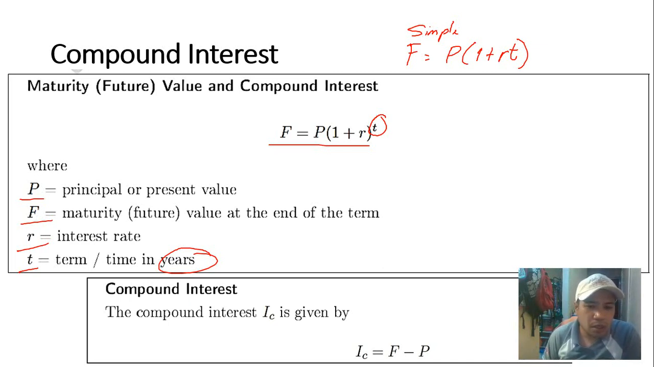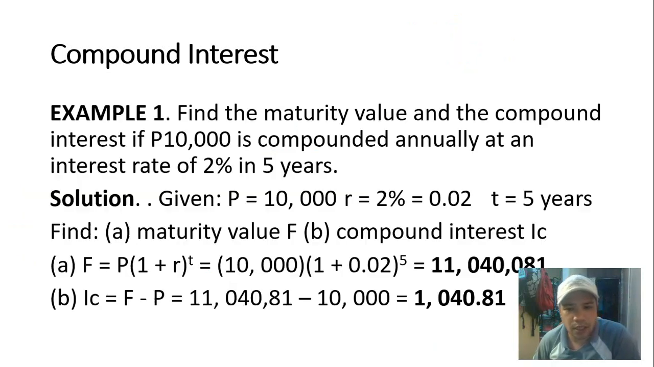So, T is term in years. This is the future value. To get the compound interest, indicated by IC, IC is equal to F, what we got in the future value, minus the principal, the original amount. So, that gives us the compound interest.